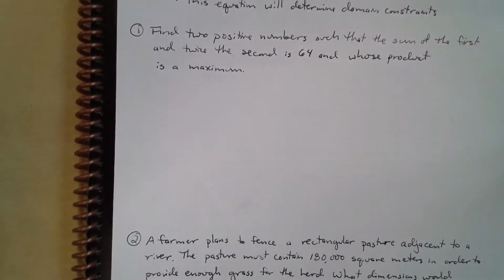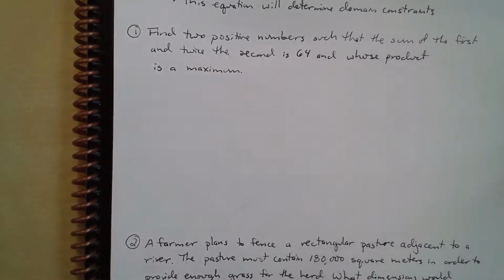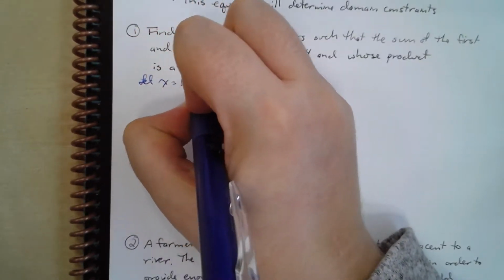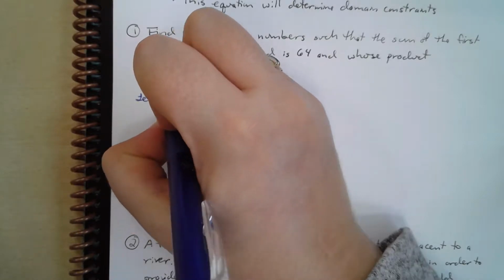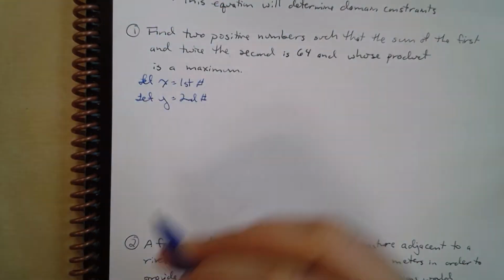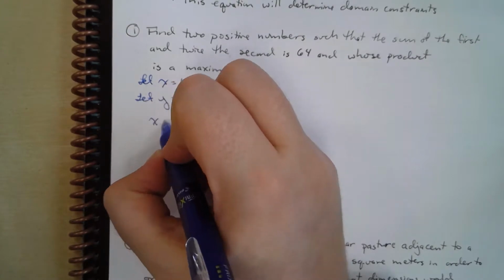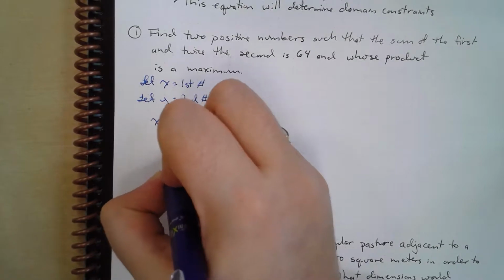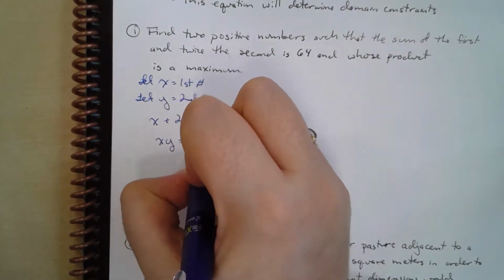So let's go to our first one here, and this is probably a classic problem that you've seen something similar before, maybe even in algebra. We're asked to find two positive numbers such that the sum of the first and twice the second is 64, and whose product is a maximum. Okay, I think you've probably done stuff like this. So let's let x equal our first number, and let y equal our second number. We want the sum, x plus 2y, to equal 64, and the product, x times y, should be a maximum, right?